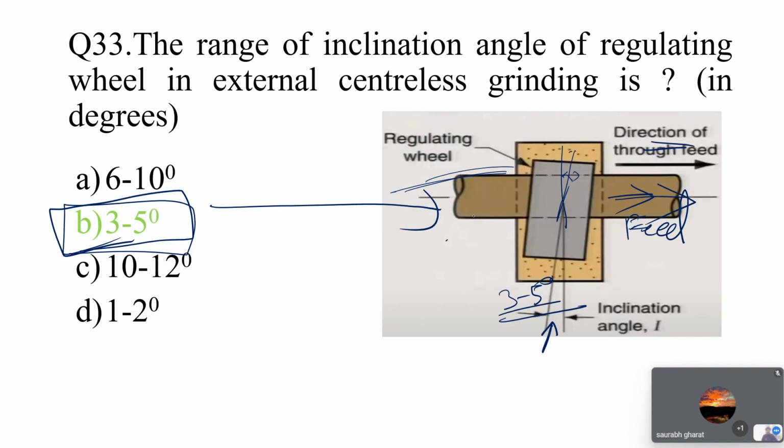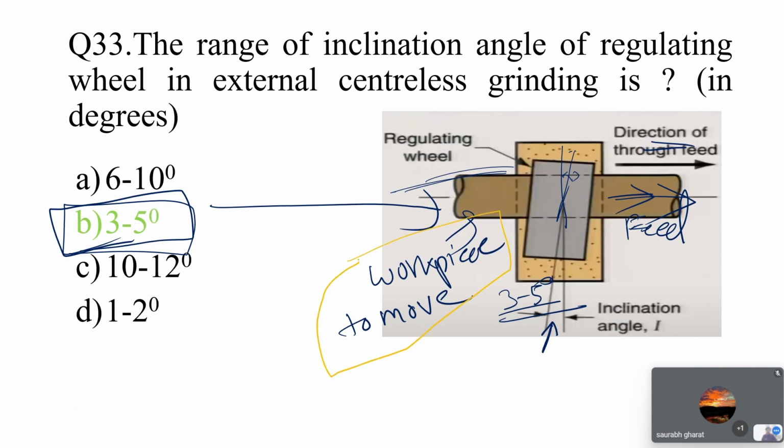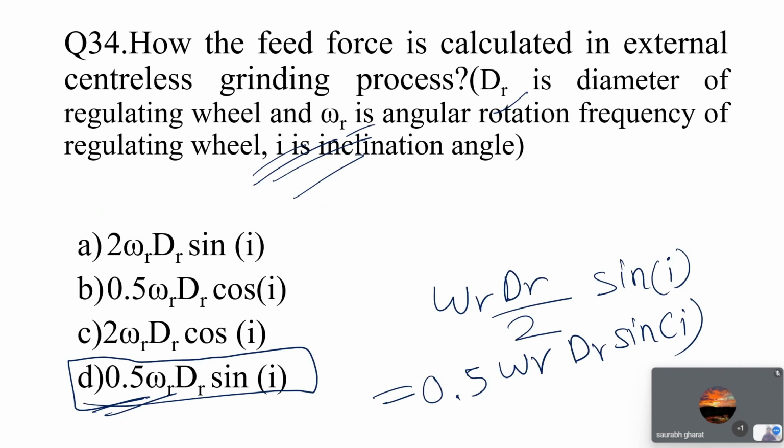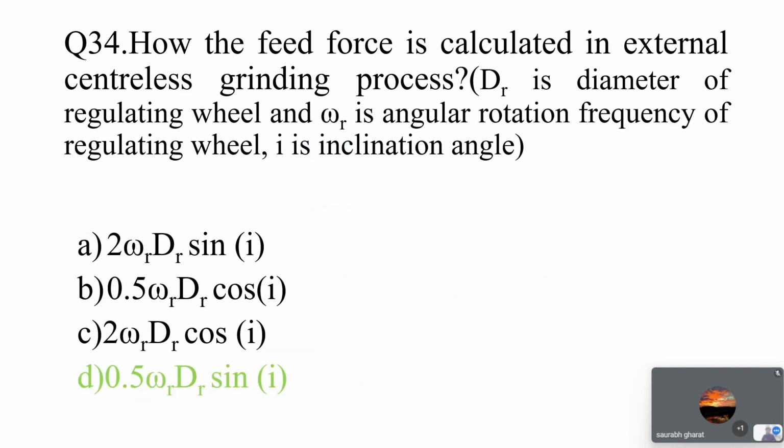For this workpiece to move, we are using this, and this is accompanied by the moving condition. The workpiece is moved. So your answer is this: 0.5 omega dr sin i.